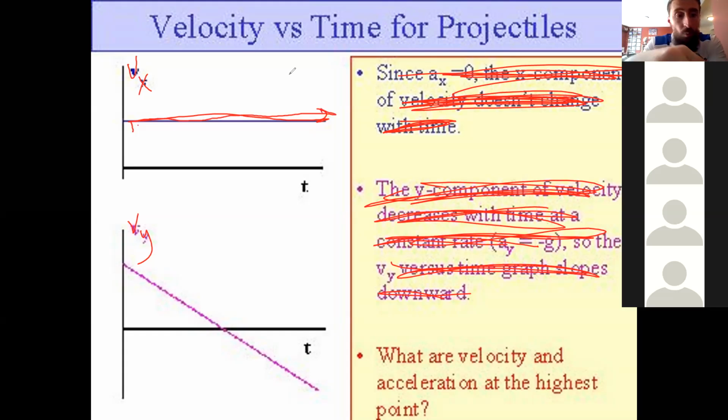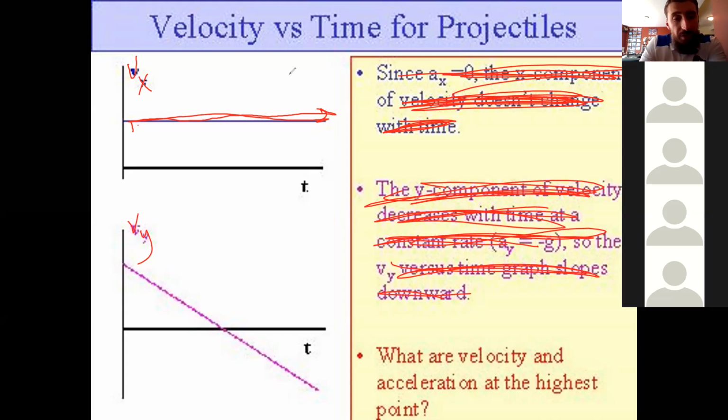Why is my velocity in the y direction an angled line? Anybody know that? It's slowing down. Is it slowing down the whole time? Constant rate of it. Okay, I agree something's constant. What has a constant rate? The acceleration. The acceleration, okay. And what causes acceleration in the y direction? Gravity. Gravity, very good. So gravity is causing the acceleration. That's why the velocity changes at a constant rate.